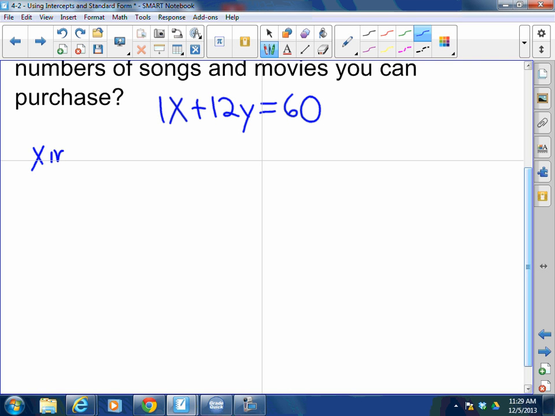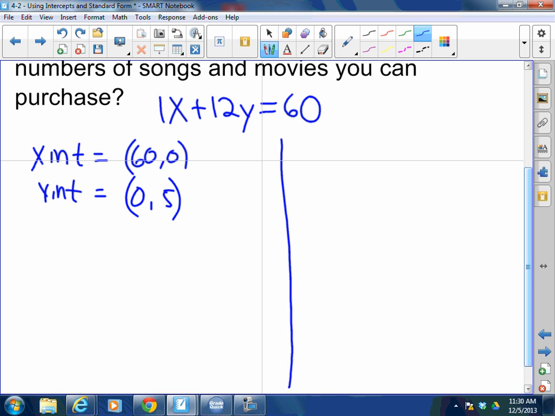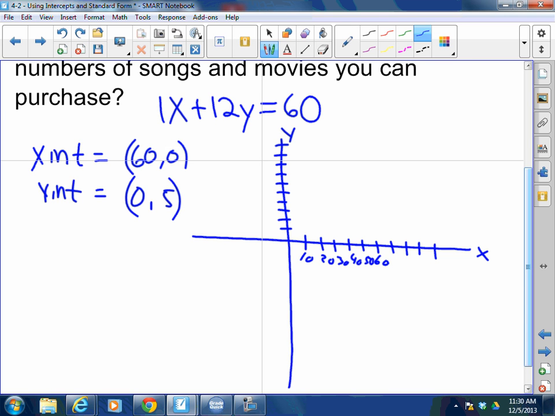Okay, what's my x-intercept when y is 0? Cover up that y, 60, very good. 60 comma 0. What's that y-intercept when x is 0, y'all? 5, 0 comma 5. So now, I got to go really quick because the bell's about to ring. Just bear with me. Okay, let's go by tens on the x-intercept. So 10, 20, 30, 40, 50, 60. And let's go by ones on the y. 1, 2, 3, 4, 5.